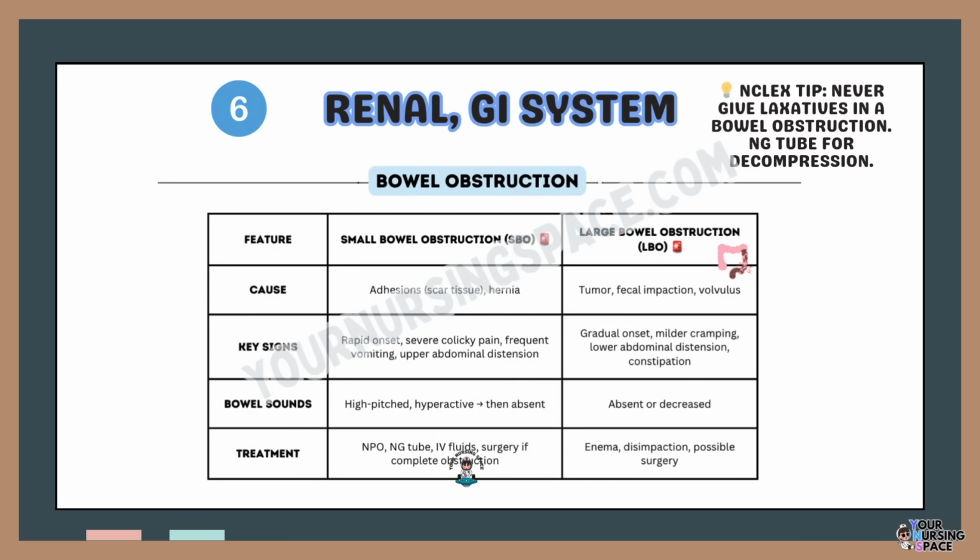Bowel obstructions occur when something blocks the movement of stool. Small bowel obstructions cause severe vomiting, abdominal distension, and high-pitched bowel sounds early on. Large bowel obstructions cause gradual distension, constipation, and ribbon-like stools. Never give laxatives for a bowel obstruction, as they can worsen the condition. Treatment includes NG tube decompression, IV fluids, and surgery if necessary.